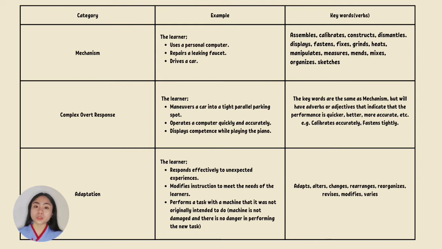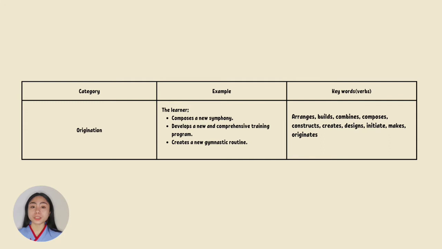We have complex overt response. It is the ability to skillfully perform complex movements correctly. Adaptation is the ability to modify the learned skills to meet new or special requirements. And origination is the ability to create new movement for a special situation or problem.